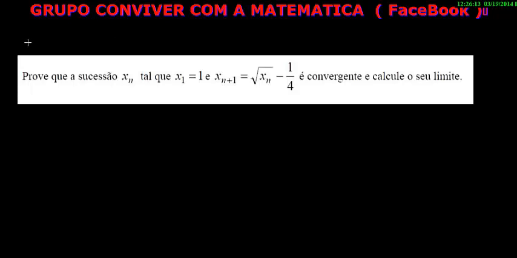So let us say that I have a sequence, x index n, in which x index 1 equals 1 and x index n plus 1 equals the square root of x index n minus 1 over 4. And I want to show you that this sequence converges, and also I want to calculate the limit.